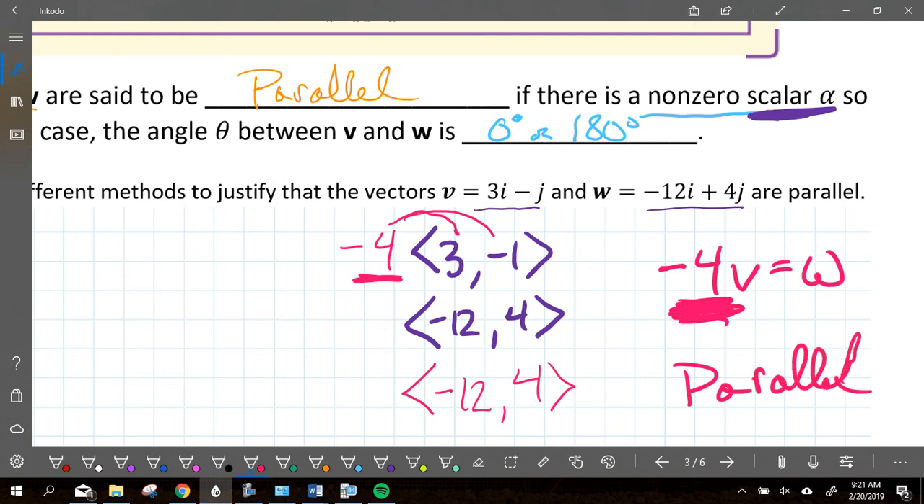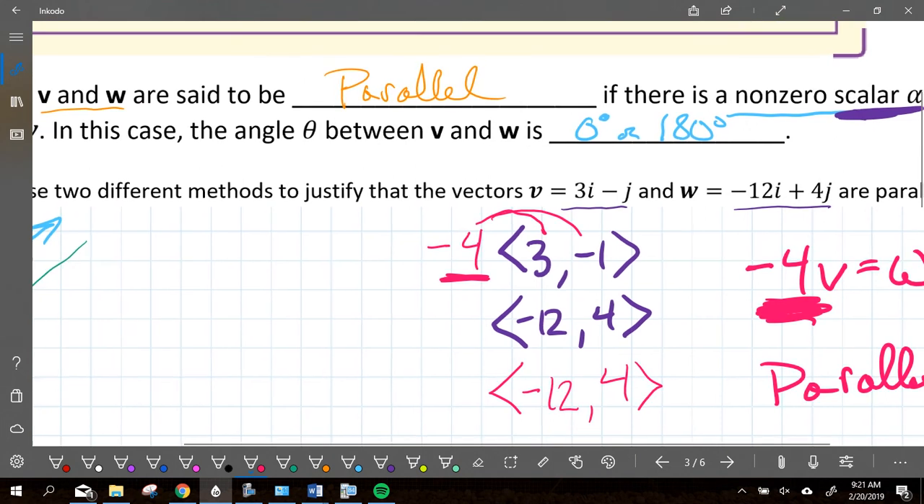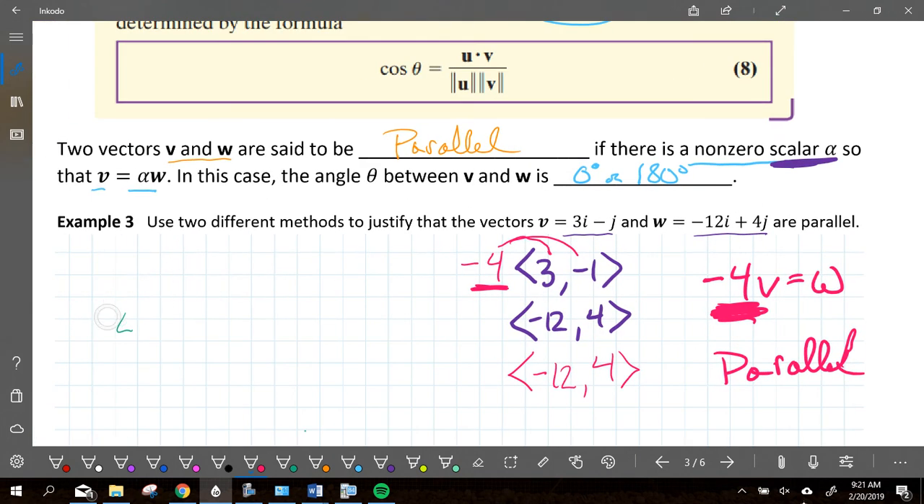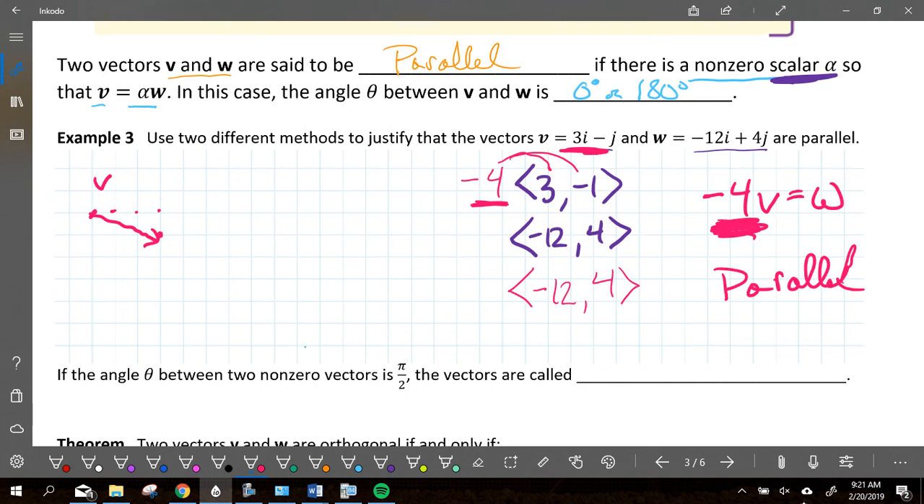We could also do what we did on the front side and find that their angles were 0 or 180. We could graph it out as well. Let's graph out this vector real quick. 3i minus j. So I'm going to pick a spot. I'm going 3 to the right, 1, 2, 3, and down 1. That is vector v. And then I'm going to graph vector w. I'm going to start here because I've got to go to the right a little bit. I need to go to the left 12, 1, 2, 3, 4, 5, 6, 7, 8, 9, 10, 11, 12. And then I would go up 4, 1, 2, 3, 4. Oh, I can't draw straight lines.